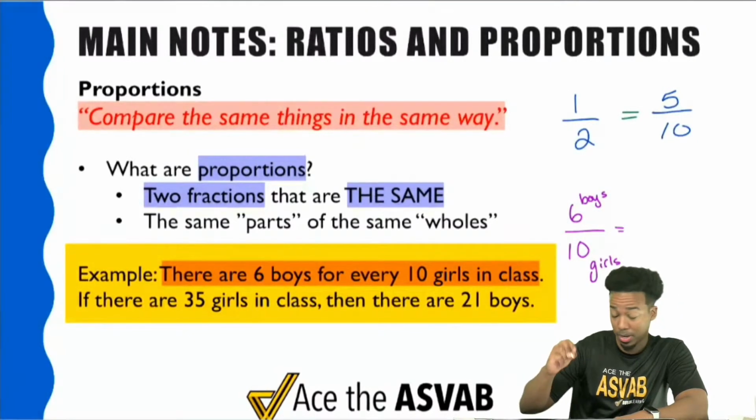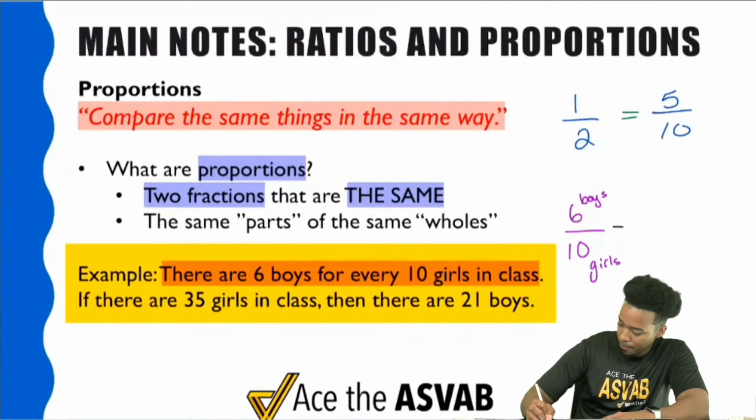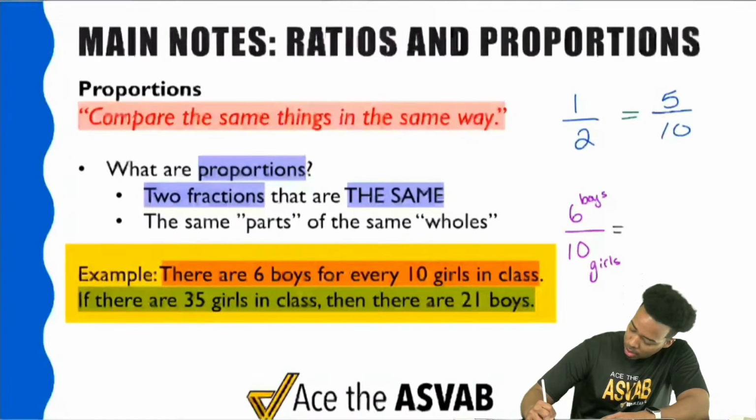Now watch this, everybody. In my next sentence, let me actually use black for the equal sign. Now over here, we'll use green. If there are 35 girls in class, then there are 21 boys. Okay, so then what I'll do is I'll write this down. 35 girls over 21 boys.